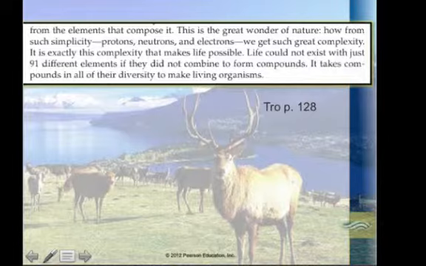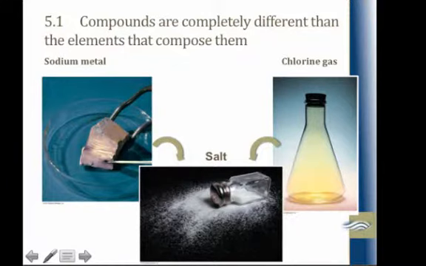Life could not exist with just 91 different elements if they did not combine to form compounds. It takes compounds in all of their diversity to make living organisms. So that's what we're focusing on with this chapter, is naming and writing formulas for different compounds.